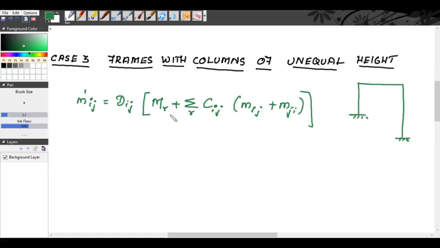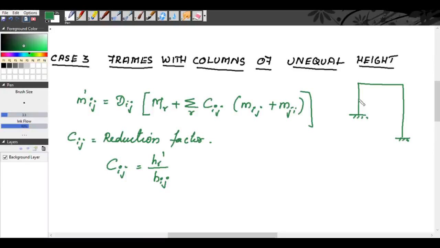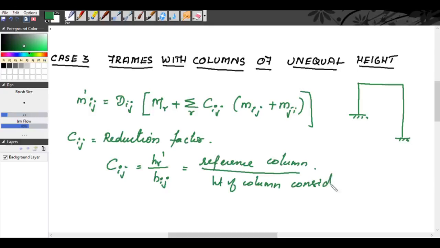So this Cij is called reduction factor, and this depends upon the story. So this reduction factor Cij will be equal to HR dash by Hij. That means any one of the columns you have to consider as the reference. So this HR dash is the reference column, and Hij is the height of the column considered. This is the height of reference column, HR dash.